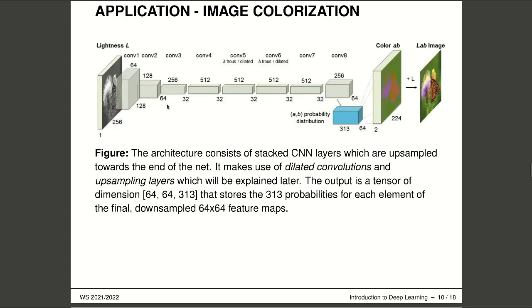And in this figure, we can see more detail of the network architecture. They use in total 8 convolution and also upsampling layers in order to create the same size of image as an input. And as you can see here at the last layer, the output is a tensor with dimension 64 by 64 by 313, where the 313 is the probability for each element of the final feature map, whose downsampled size is 64 by 64.